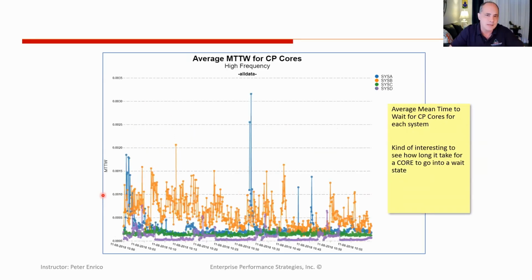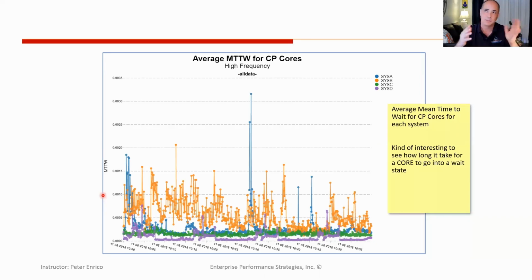Another thing that we get in this record is some mean time to wait measurements of the core. So as a reminder, what mean time to wait means is basically how much time typically goes by before the system goes into a wait state. And what a wait state basically means is that the system is saying, I have no more work to do.